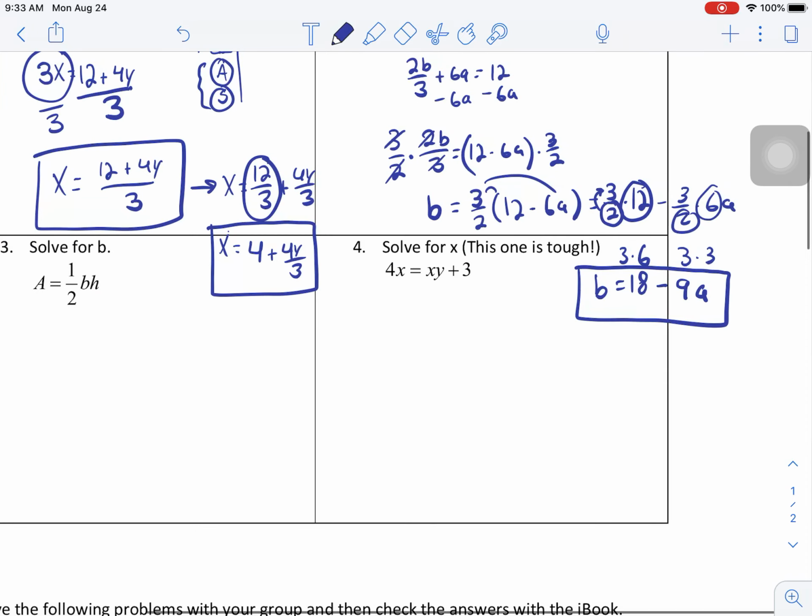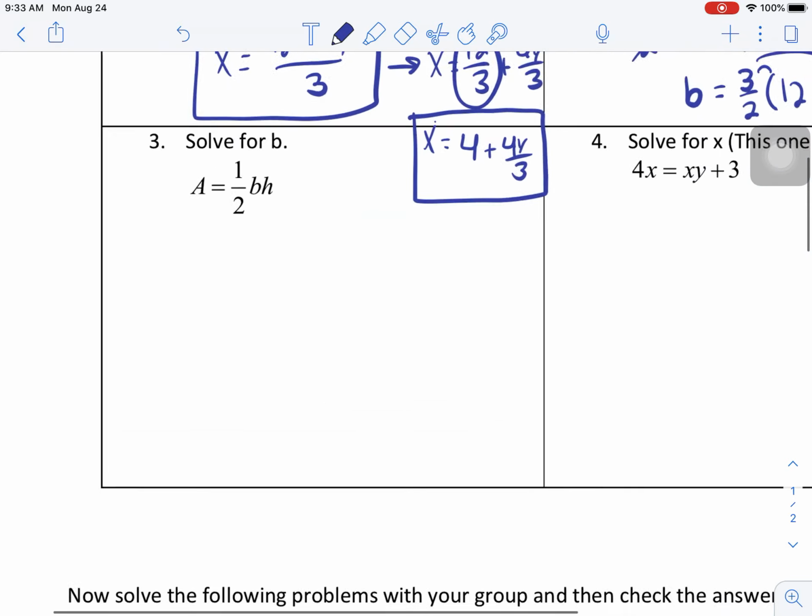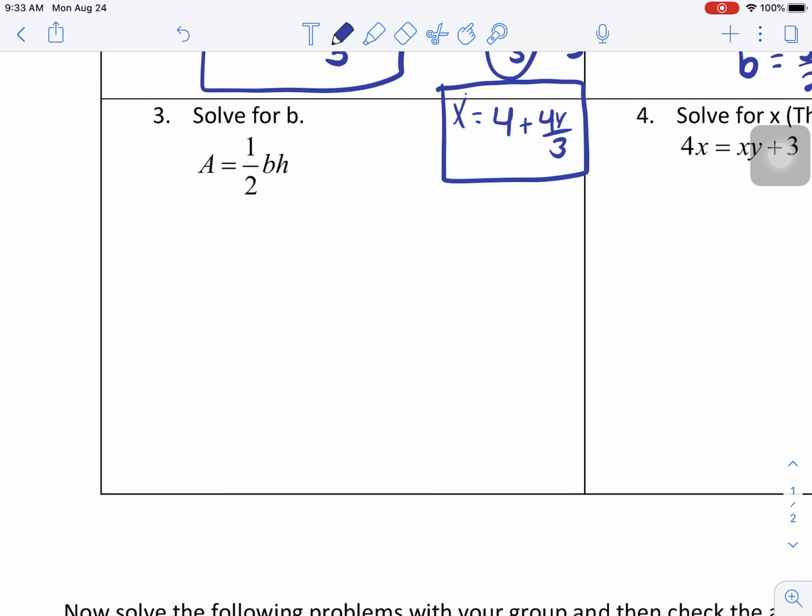Okay, so now we're going to come down to 3. It says solve for b again. These are all multiplication things happening here because there are no signs, so it's all division to get off of it. So I'm just going to divide everything by h first. That gives us a over h is equal to 1/2 b.